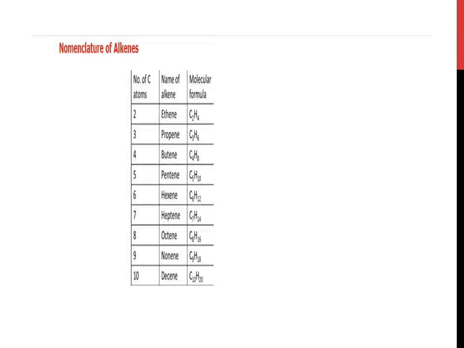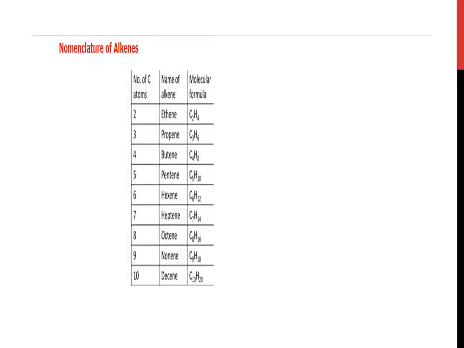Now, start with nomenclature of alkenes, as we have done nomenclature of alkanes in the first lecture of this chapter. It starts from carbon atom 2, as it is not possible to have a double bond with a single carbon. That's why we start with carbon atom 2. Then the name is ethene, C2H4. If carbon atom 3, propene, molecular formula C3H6.